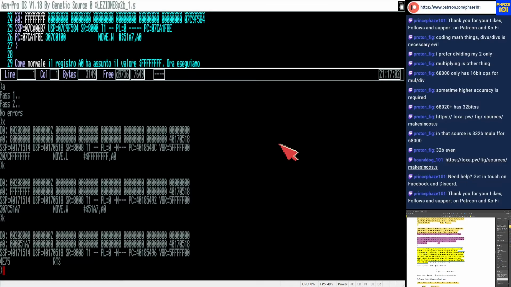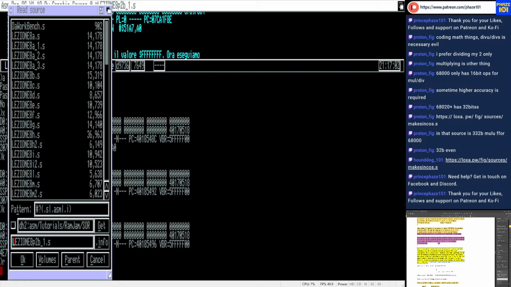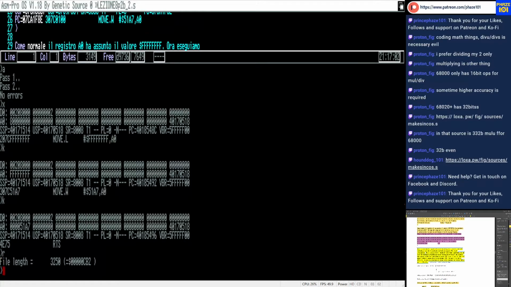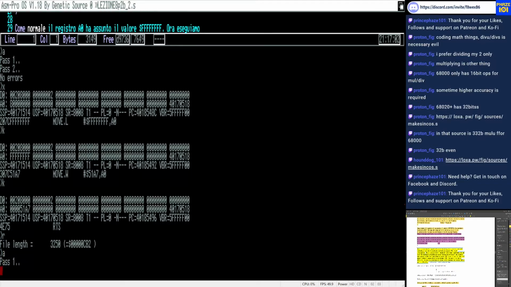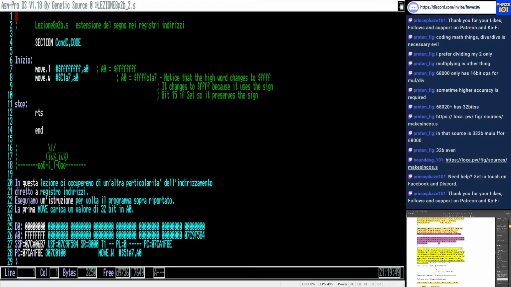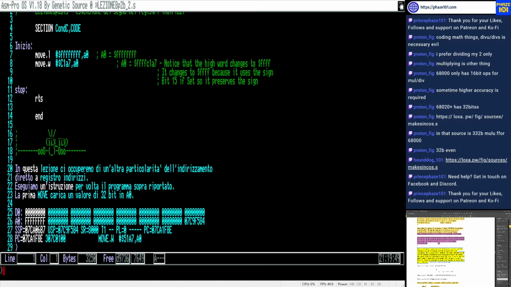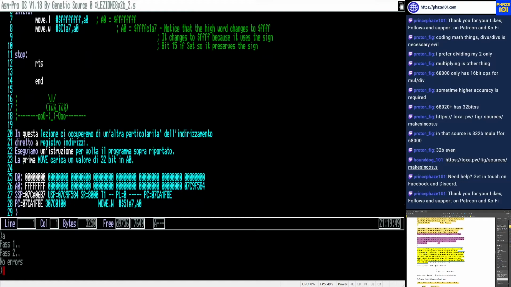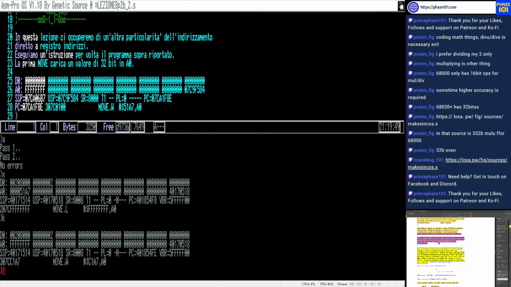Okay, so let's read the next example. Let's show you the code. We are moving the same as before, all F's, and then C1A7, okay? So if we assemble it, the first one, we move all F's into A0, and we have the N flag set.